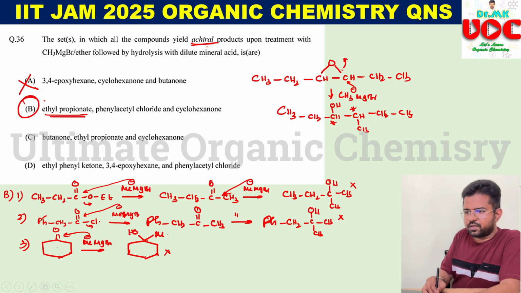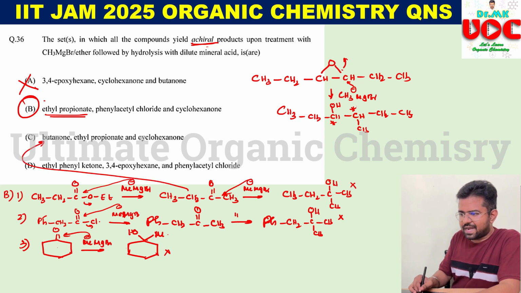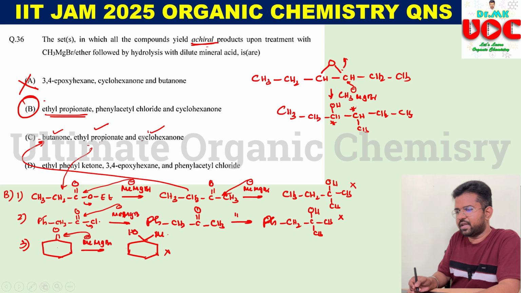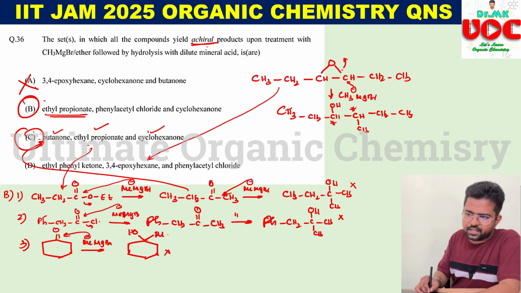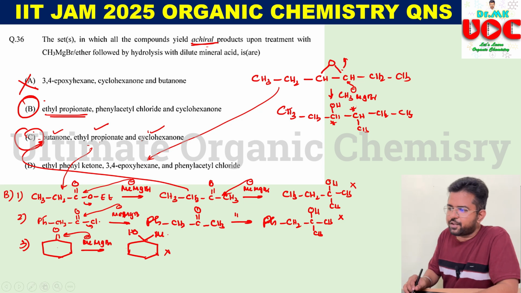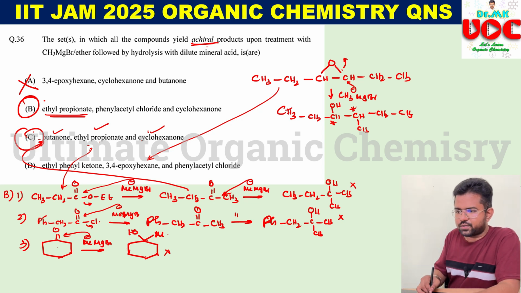Next one is butanone. Butanone, when it is reacting with methyl magnesium bromide, it will give achiral product. Yes, correct. Ethyl propionate, this is also giving achiral compound. Cyclohexanone also will give achiral compound. Yeah, this is also a correct one. Next, if you look at this next option, that is ethyl phenyl ketone, just leave it. 3,4-epoxy hexane, we have discussed just before, will give you a chiral product. So this is ruled out. So the right answer is option B and C.